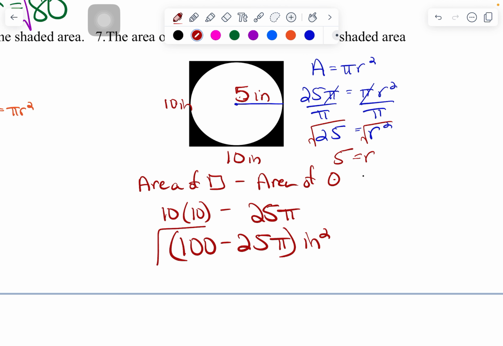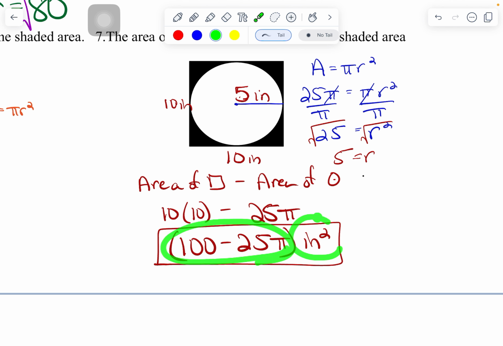The reason I'm putting the parentheses around the 100 minus 25 pi is that this whole thing has those units of inches squared. That's the only reason.